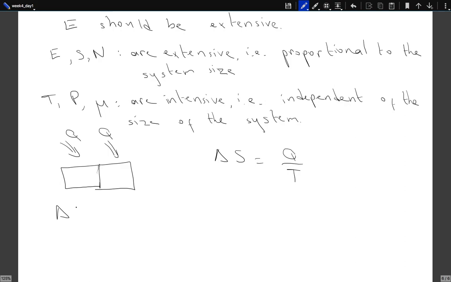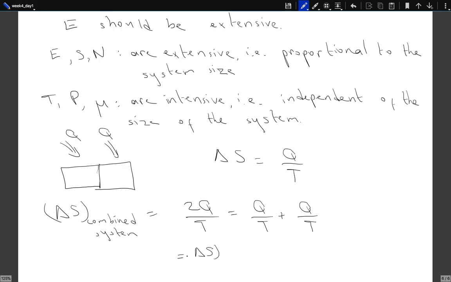The change in the entropy of the combined system is, well, 2Q over T, which is Q over T plus Q over T, which is the change in the entropy of the first system plus the change in the entropy of the second system. At least the changes are extensive. And hence the entropy should be an extensive property.